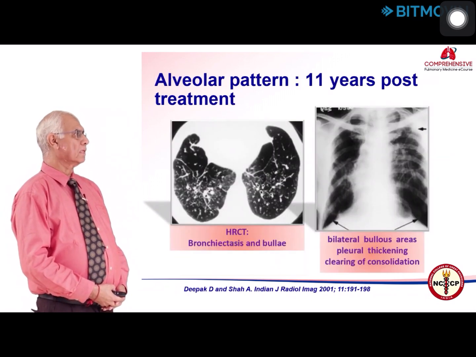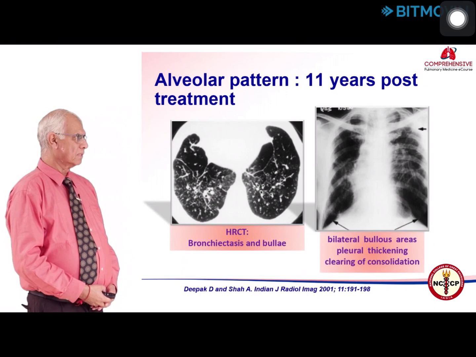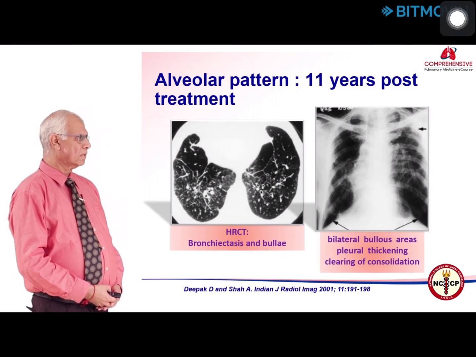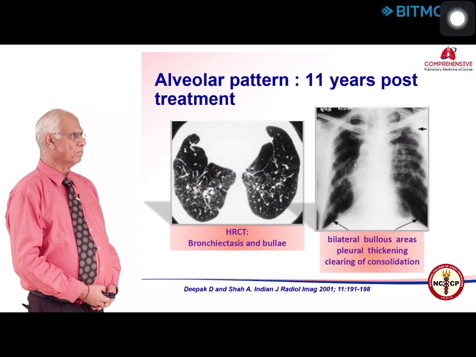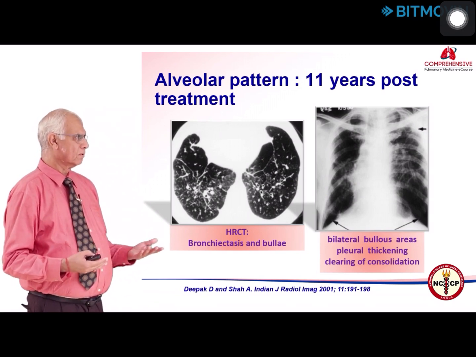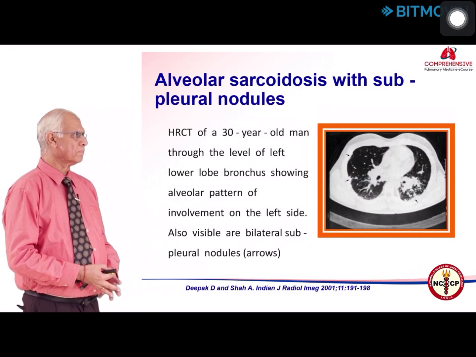And this is a patient after treatment, 11 years. But you can see that shadows have disappeared, but there are bilateral bullous areas, there is pleural thickening, and there is bronchiectasis and bulla also. So, in the end, the patient has deteriorated, although the shadows have disappeared.